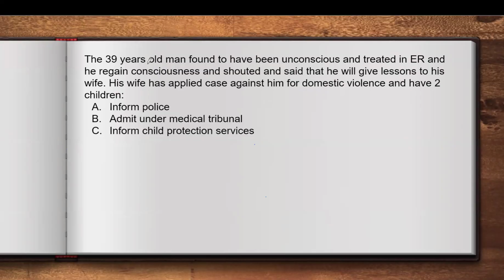Next question is: 39 years old man found to have been unconscious and he was treated in the ER, and he regained consciousness and he shouted and said that he will give lessons to his wife. His wife has applied case against him for domestic violence and they have two children. So what to do now? Inform police, admit under medical tribunal, inform child protection services.